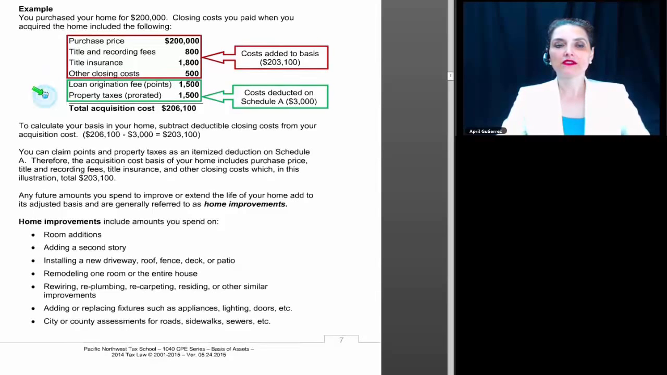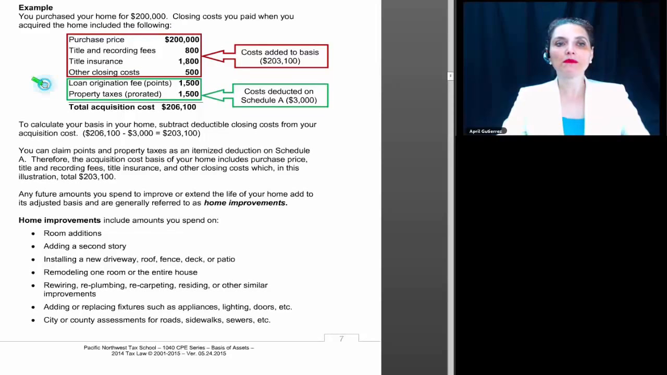Now, in addition to those amounts, you also had to bring more money to the table to pay a loan origination fee of $1,500 and property taxes that were prorated for the year of $1,500. Now, the loan origination fee does not add to your basis in the property, but it is deductible as long as its points are figured as a form of prepaid interest. And these points would ultimately be deductible on Schedule A. And the property taxes are going to be deductible as well.